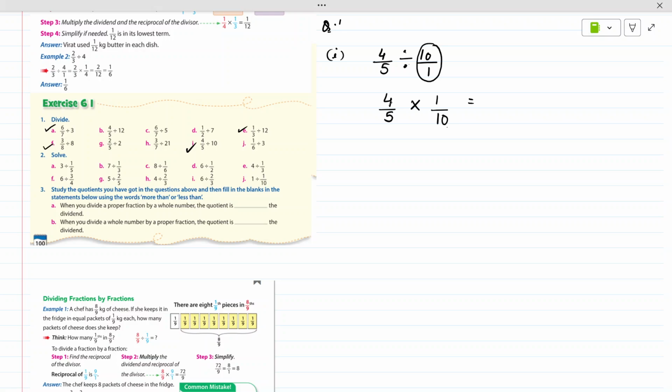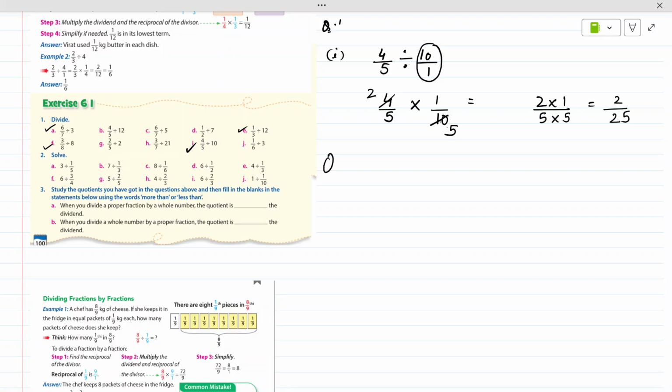Across, when we see, we know 4 and 10 have a common factor 2. So this will be 2 into 2, 4, 2 into 5, 10. So in the numerator, we have 2 into 1. In the denominator, we have 5 into 5, which will give us 2 by 25 as the answer. Okay, and the rest of the questions which I have not picked are homework for you.